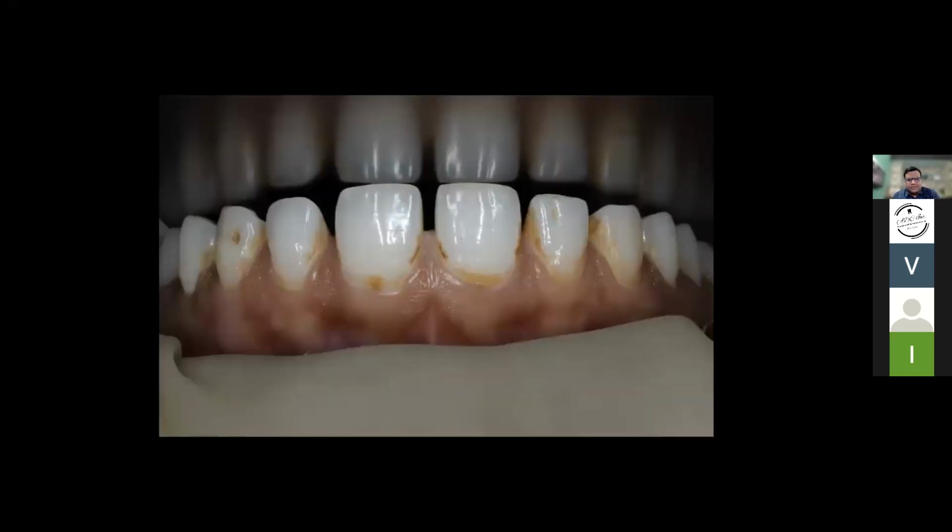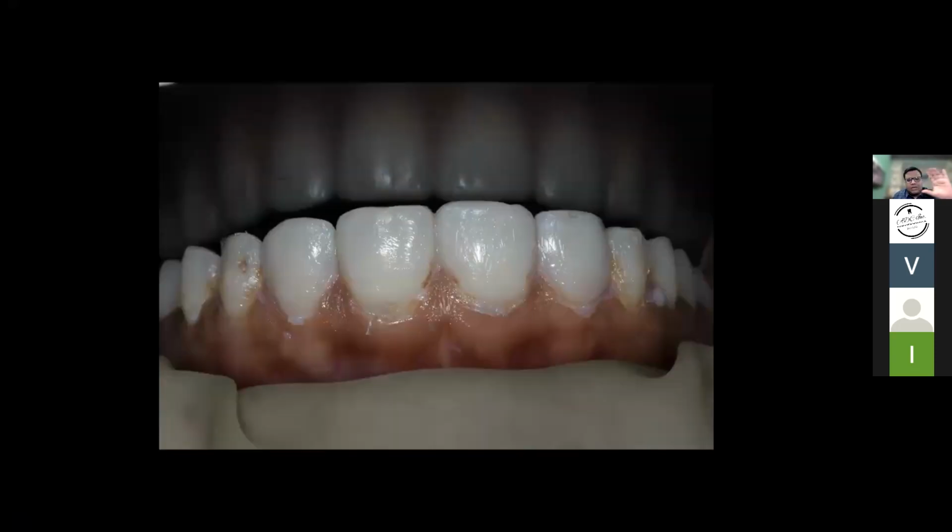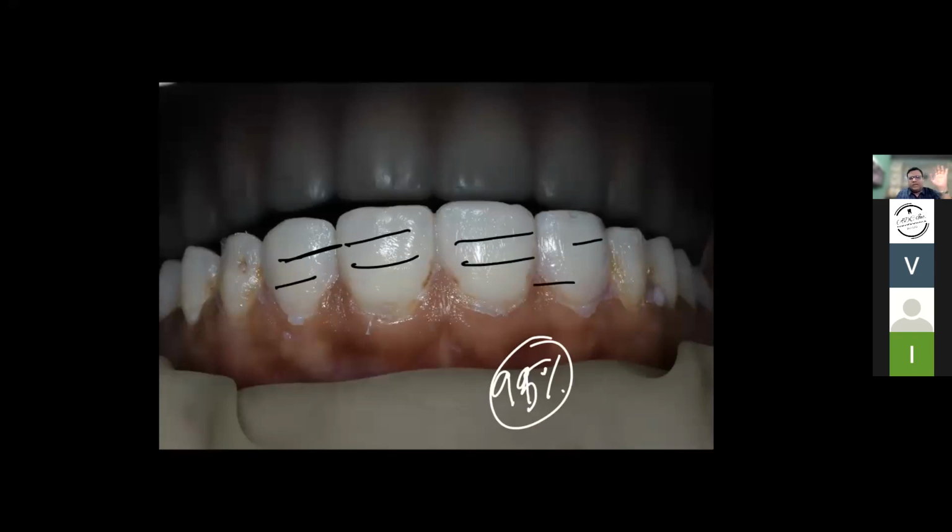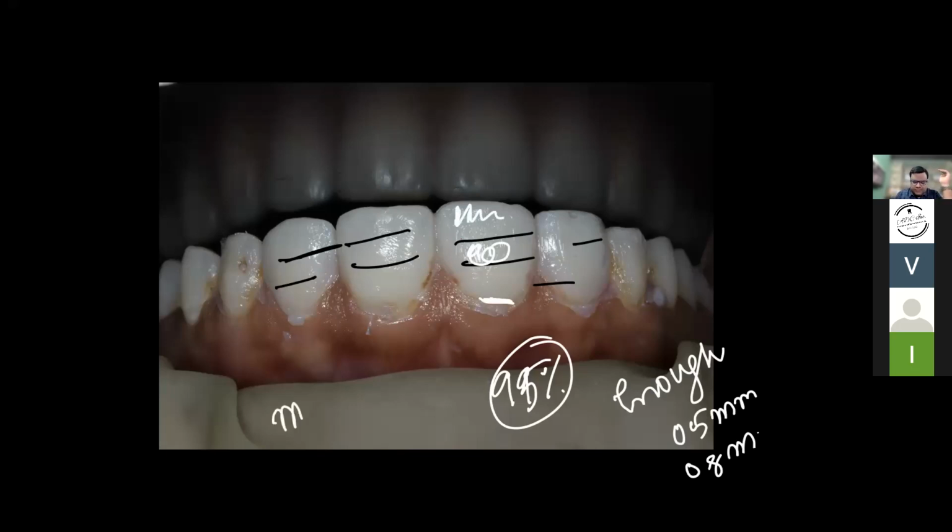So look at this case. Patient comes in with spacing. This is her mock-up. This is how her teeth will look, about 99%. This is 95%. This is how her final smile would look. Why not start putting my depth cuts from here? When I start putting my depth cuts from here, I have enough room for the veneer, which is about 0.5 mm on the cervical end, 0.8 mm on the body, and about 1 to 1.5 mm at the incisal edge. So you have enough room and you will be minimally invasive on the tooth structure.